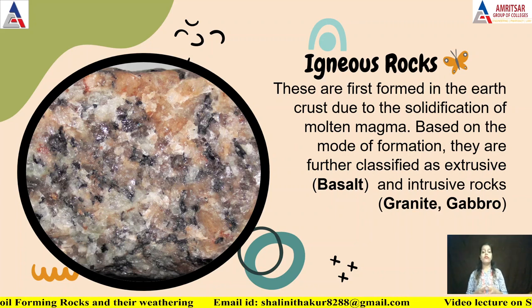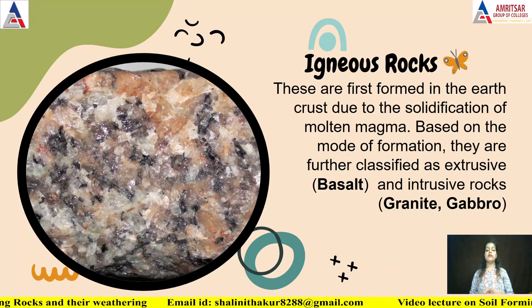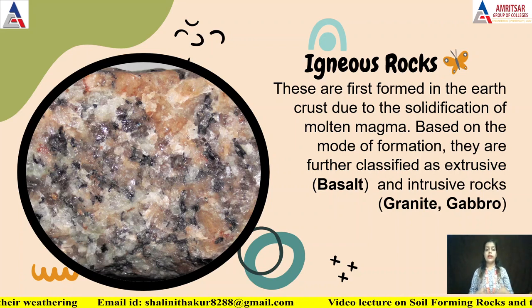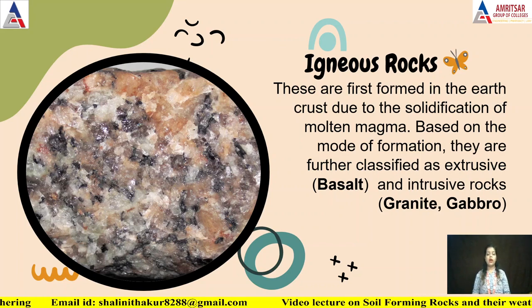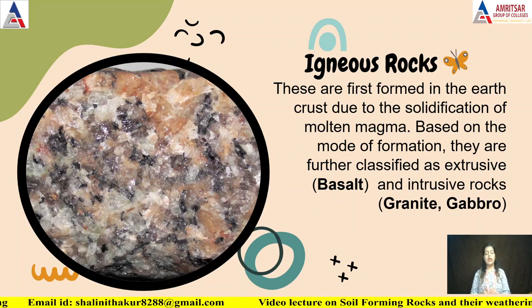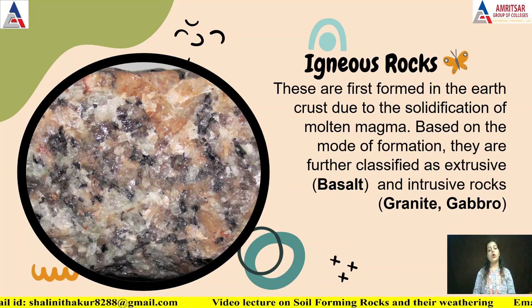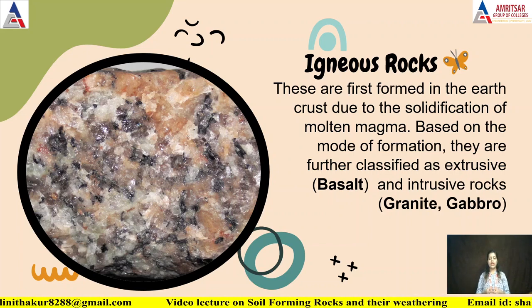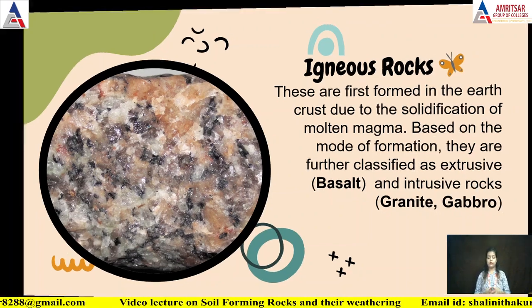Based on the formation, they are divided into two: one is extrusive and second is intrusive. The basic difference is that the extrusive igneous rocks are generated on the surface of the earth and settle down, resulting in the formation of extrusive rocks. In the case of intrusive rocks, they are formed below the earth's surface. The basic examples are basalt, granite, and gabbro. This is the image of the igneous rocks.